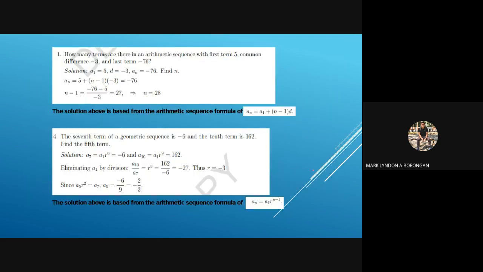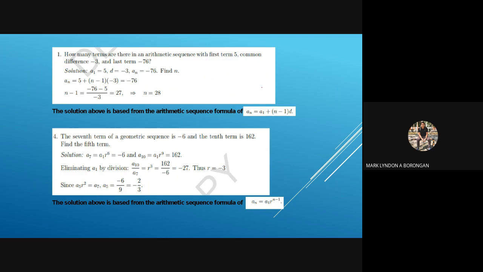This is the last example. This example is for an arithmetic sequence. The problem: how many terms are there in an arithmetic sequence with first term 5, common difference 3, and the last term is negative 76?